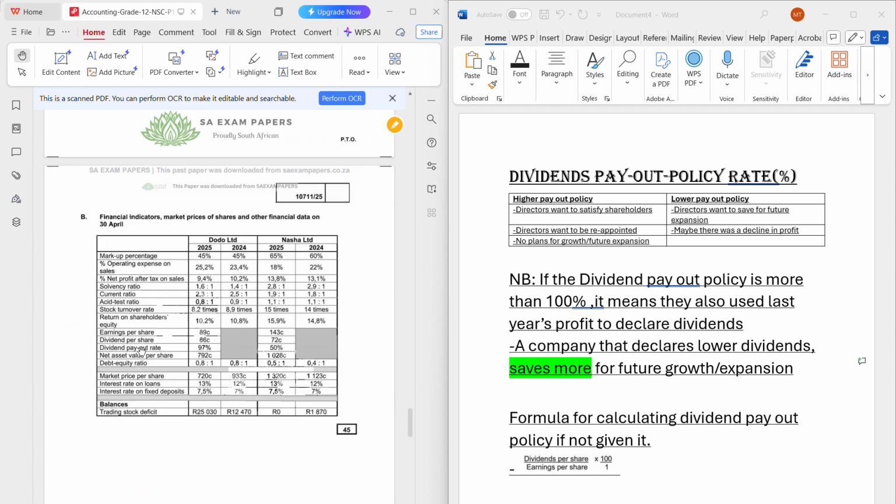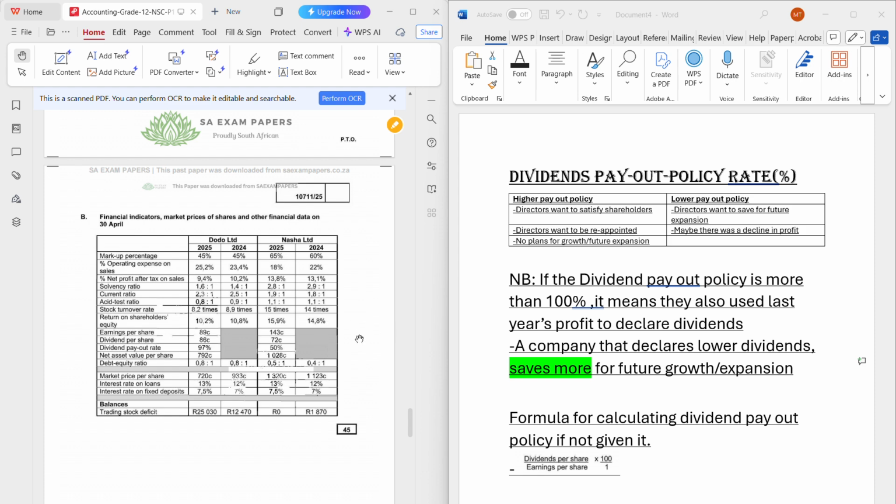So let's look at the dividends payout rate. Nasha Ltd in 2025 declared 50%, meaning they retained 50% for future expansion. Dodo Ltd declared 97%, meaning they retained 3% for future growth. So they retained a lower percentage of their profits. This one retained 50% of their profits for future growth. It means the company that declares lower dividends saves more for future growth. So Nasha saved more because they declared a lower percentage. They declared 50%, meaning they accumulated 50%, but Dodo only accumulated 3%.